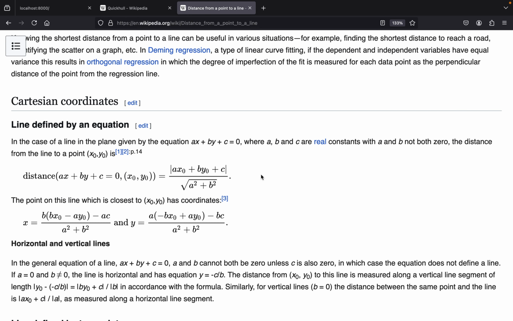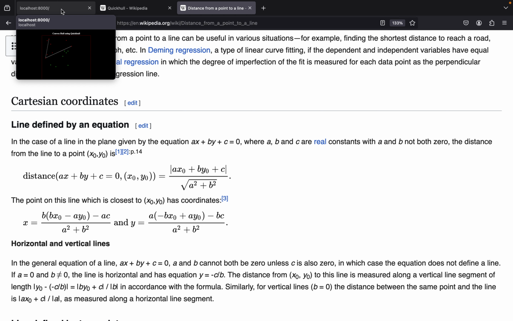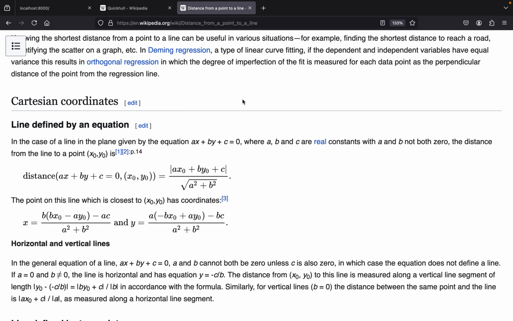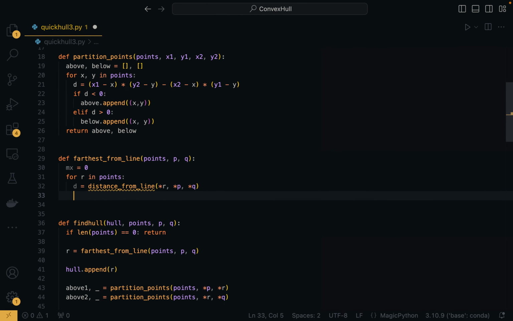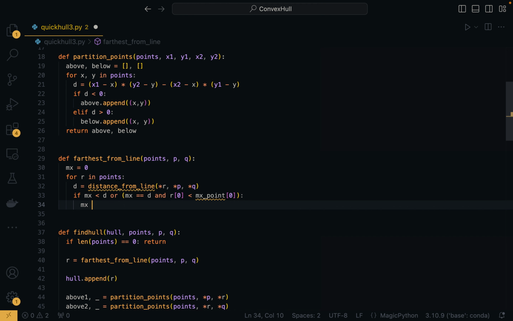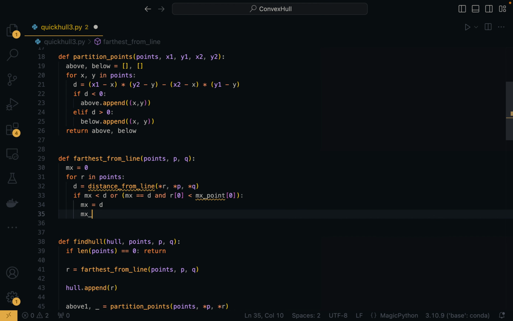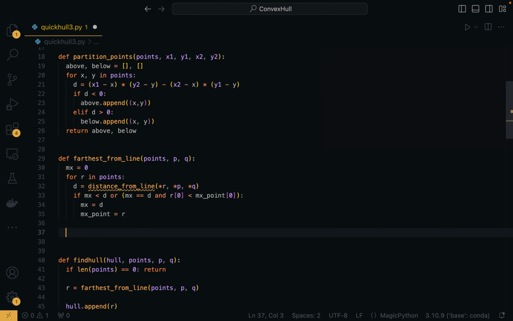But it's basically, you can Google it, but it's basically this formula here. And again, I will have a separate video attached in the description that will link how this formula is derived. Okay, so let's move on. So where are we? Once we have this distance, we'll say if the max distance is less than it, or the max distance equals it, and the x value is less than the current maximum x value, then we can update it. So max distance will be the distance, and the max point will equal r.